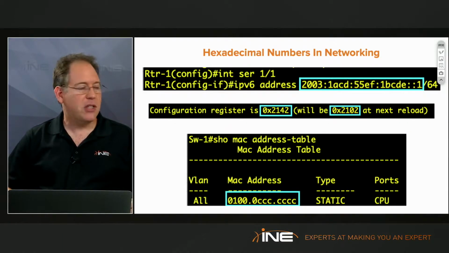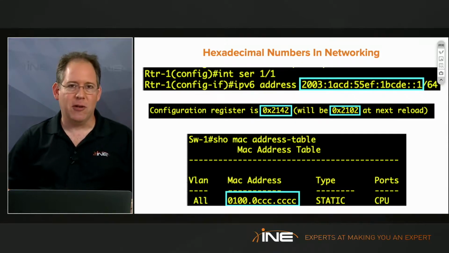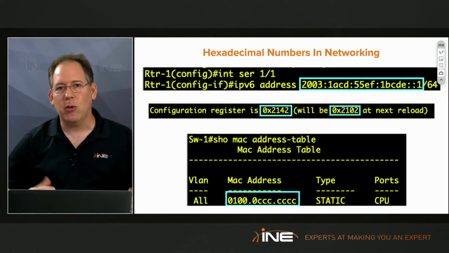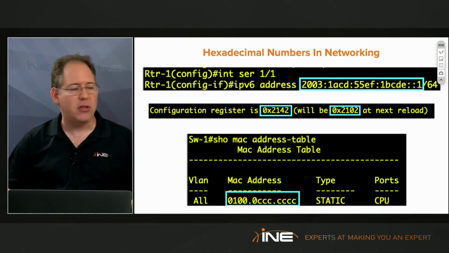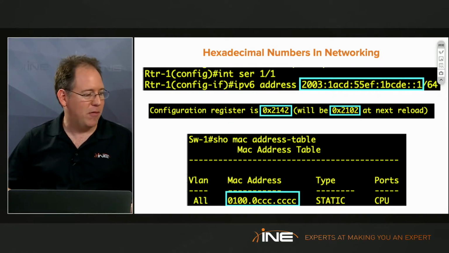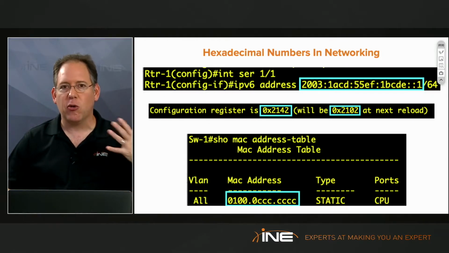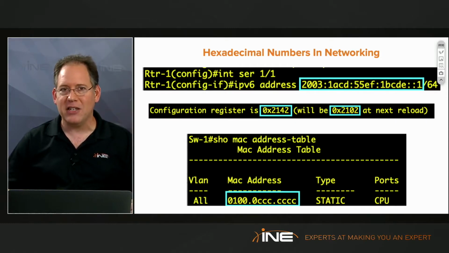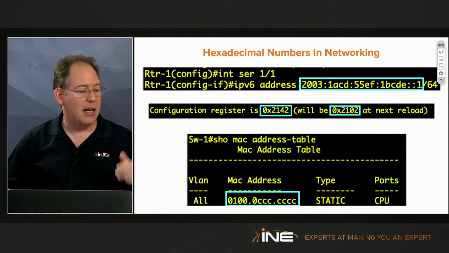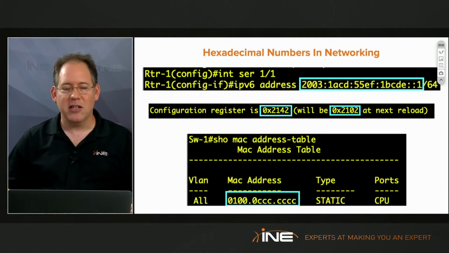Cisco routers and switches have something called a configuration register, which dictates how that device will act when it first powers on or boots up. That is represented as a hexadecimal value. Notice that it's preceded with 0x, which means we know that's a hexadecimal value. Switches have something called MAC address tables, where they store MAC addresses of the devices that they've connected to. MAC addresses on switches and on your laptop or PC are represented as hexadecimal values. And so you can see an example of that right there.